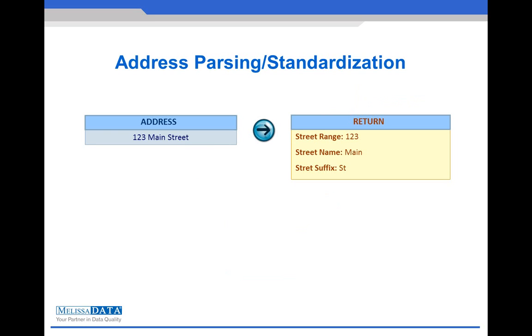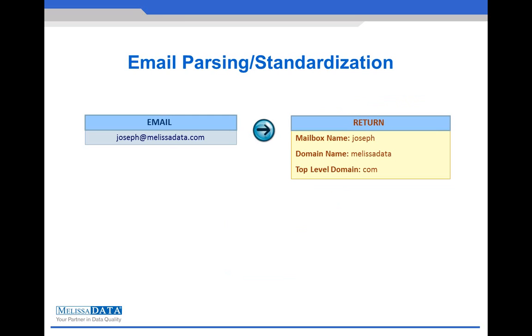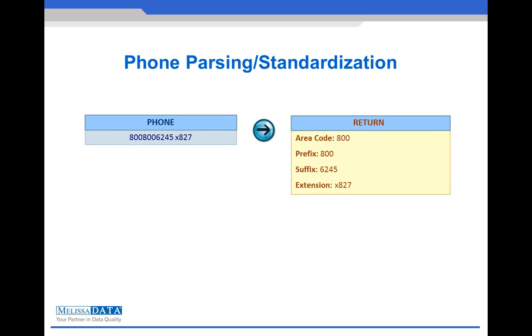The components will also intelligently parse out addresses into their components, such as the street name, street number, and suffix. Names can be split up into first, last, middle, suffix, and prefix. Email addresses can be broken down into mailbox name, domain name, and top-level domain name. And phone numbers into area code, prefix, and suffix, and even the extension if available.